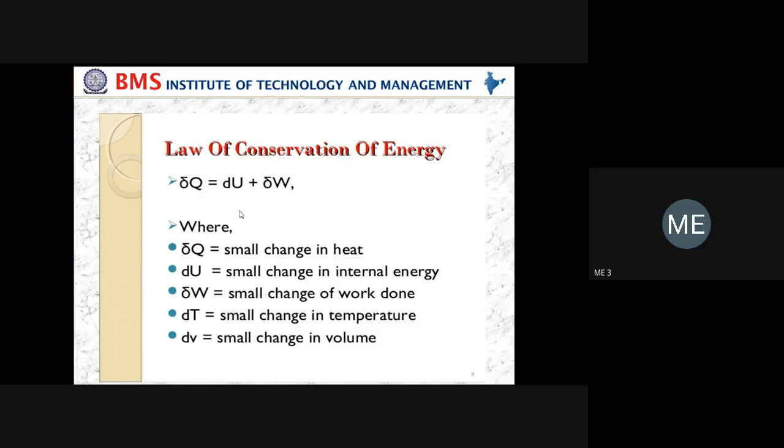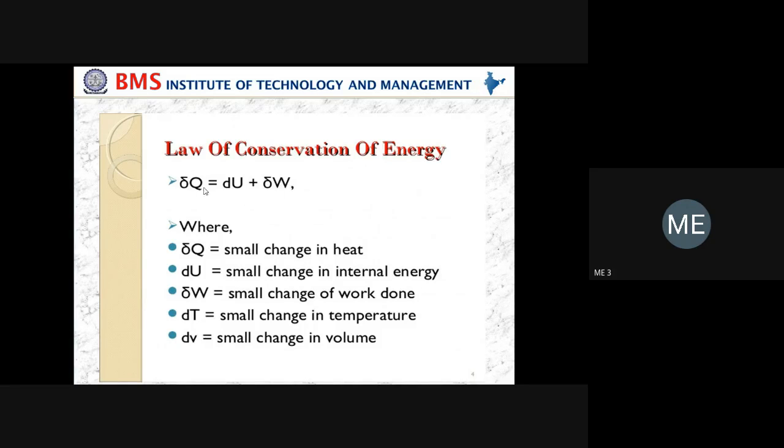General format is Q equals delta U plus W. Whenever you are writing in the differential form, you are going to write this form. That is dQ or delta Q. Delta Q equals dU plus delta W, where delta Q is small change in heat and dU is small change in internal energy. Better you write dU only. dQ equals dU plus dW.